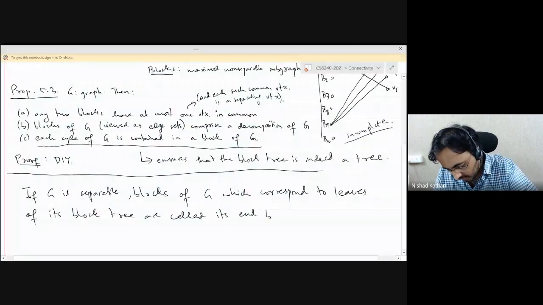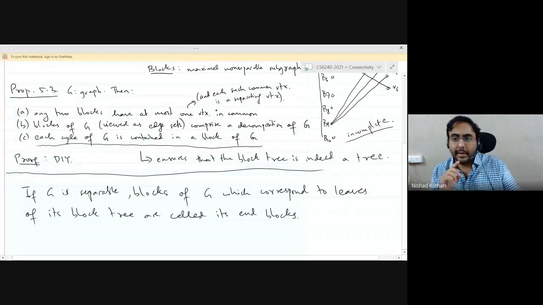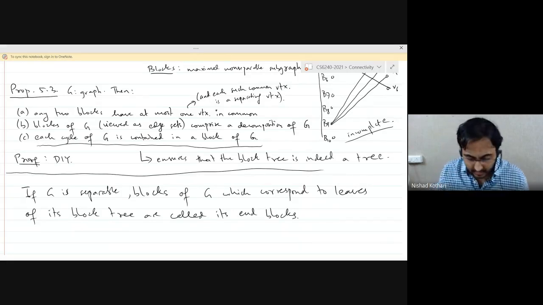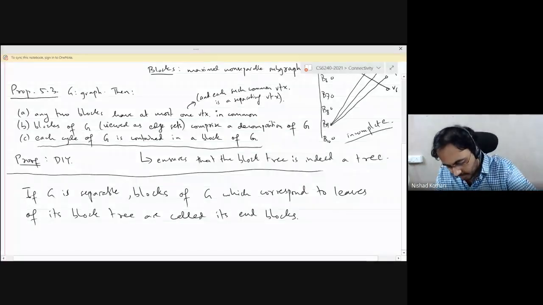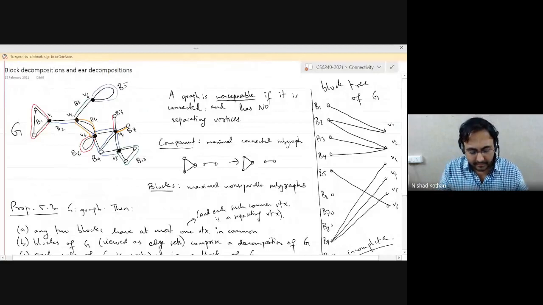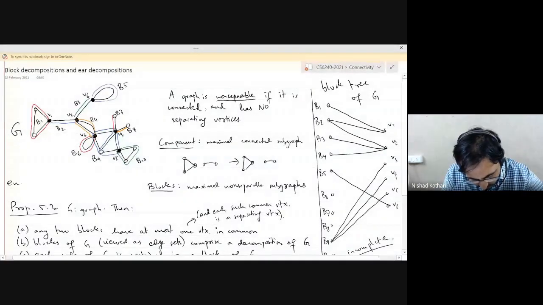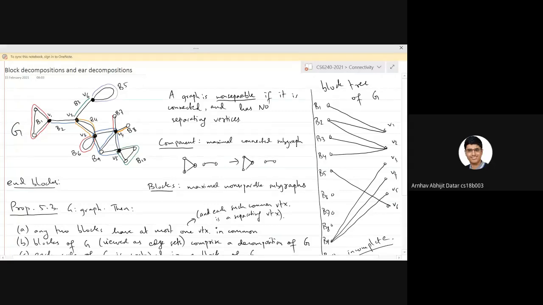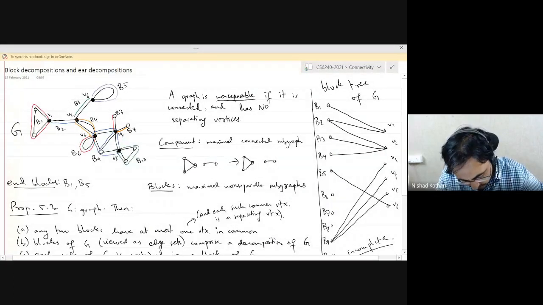When is it going to be a leaf? When that block has precisely one separating vertex, right? So can someone tell me what are the end blocks in this graph G without constructing the tree, by just looking at the graph itself? What are the end blocks here? Arnav? Yes, go ahead. B1, B5, B6, B10, B7, B8.